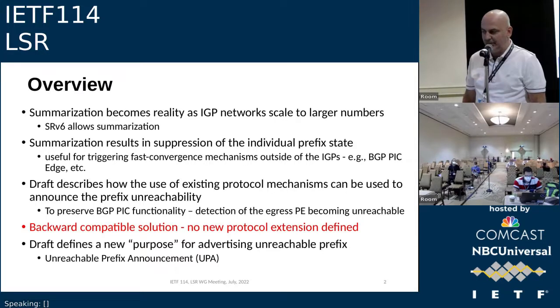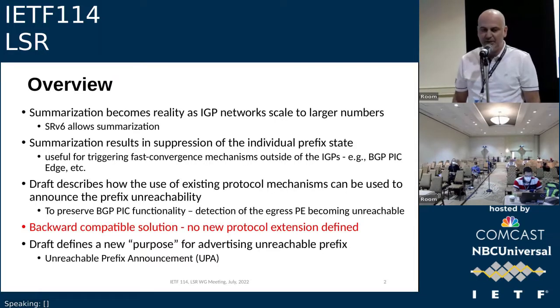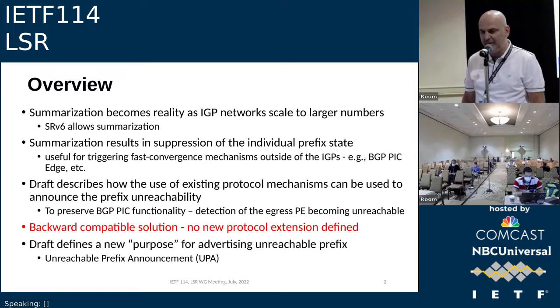So the problem that we are trying to solve here is to be able to summarize and still be able to signal that something has been lost, and that can be used by various applications. Here we are mainly talking BGP PIC, but it can be used by any other applications. What this draft gives is a backward compatible solution without any need to extend the protocols. So it only defines why we are doing it, basically. Next slide, please.